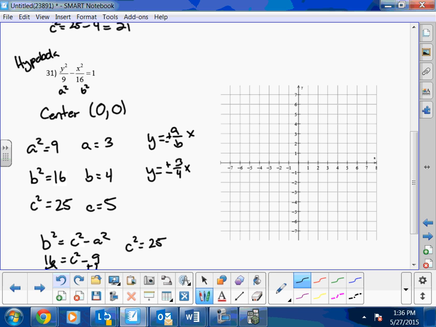So let's go ahead and draw my center first. And then also I have some asymptote lines which are b on either side. After that, let me go ahead and draw some of my asymptote lines. Up 3 over 4. Up 3 over 4. There we go. Down 3 over 4. Down 3 over 4. So let's finish this asymptote line, and now let's do the other one.